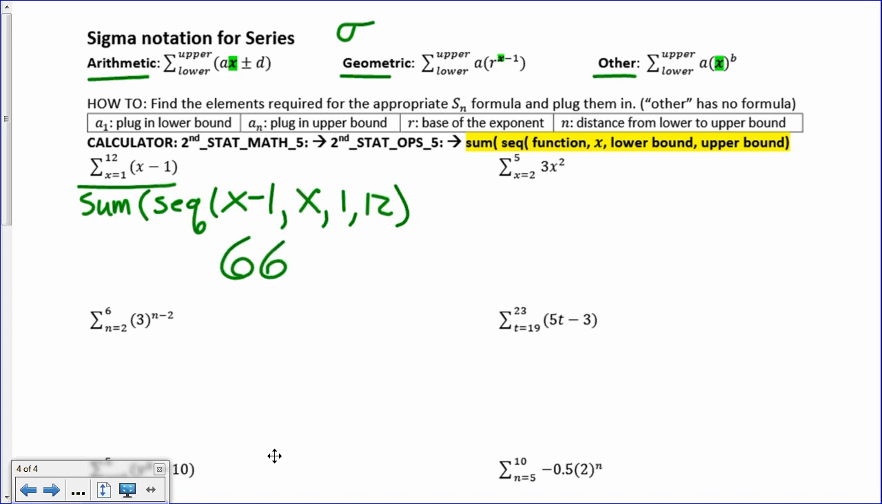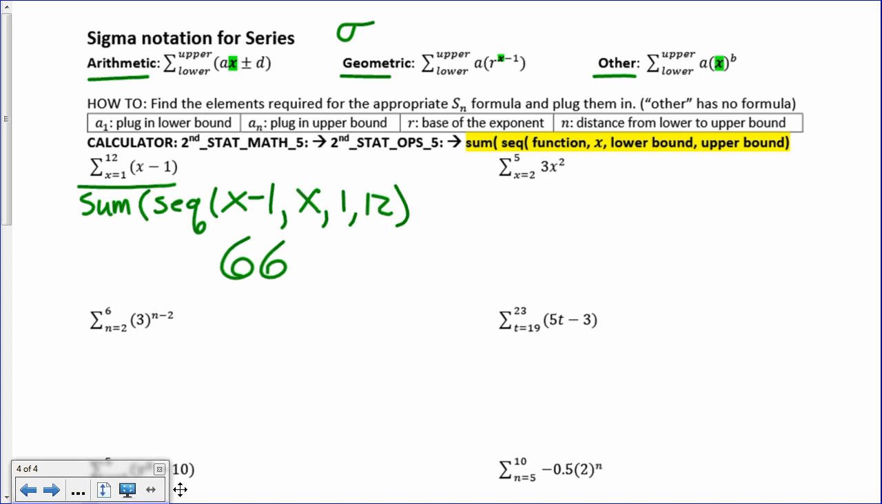You should have 66 pop up on your screen. It's kind of complicated. That's the answer. So after we write the x minus 1, we have to write a comma and write our lower and upper bound. Alright, so one more time, listen.